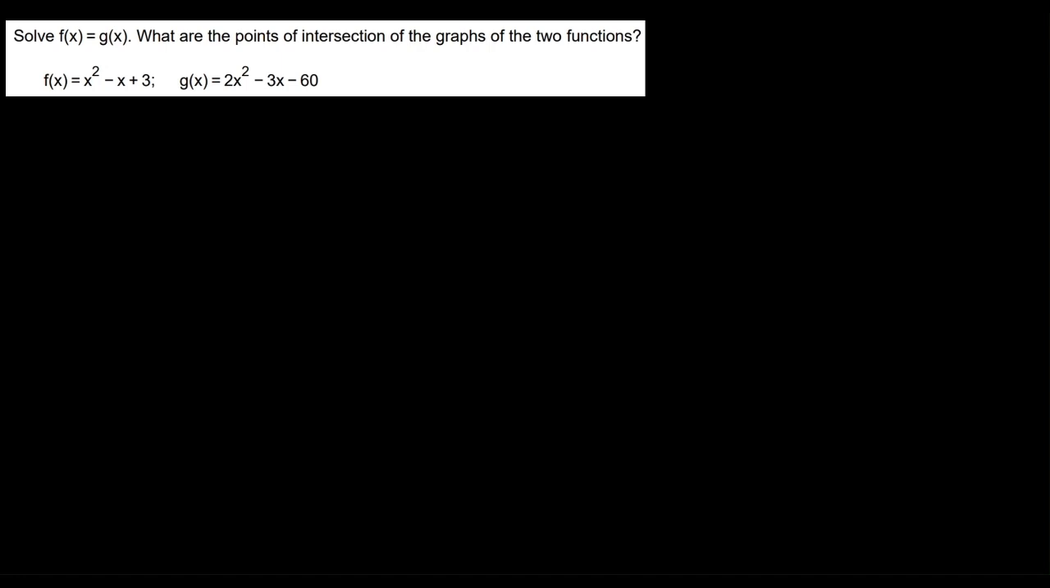Now we have two quadratic equations, f and g, and we want to solve the equation f equals g. To solve this equation, we set f equals g. x squared minus x plus 3 should be equal to 2x squared minus 3x minus 60.